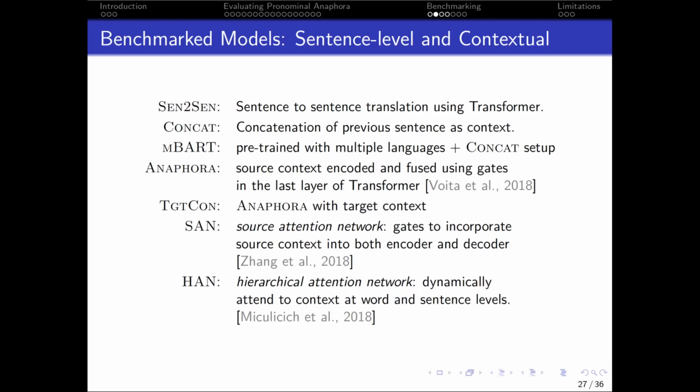I won't go into the details of the architecture, but in general, they all have a separate encoder for source context and fuse them through gates, and some of them have hierarchical attention fusing target context and so on. So I would refer you to the original papers for the full architecture, but I'll move on.